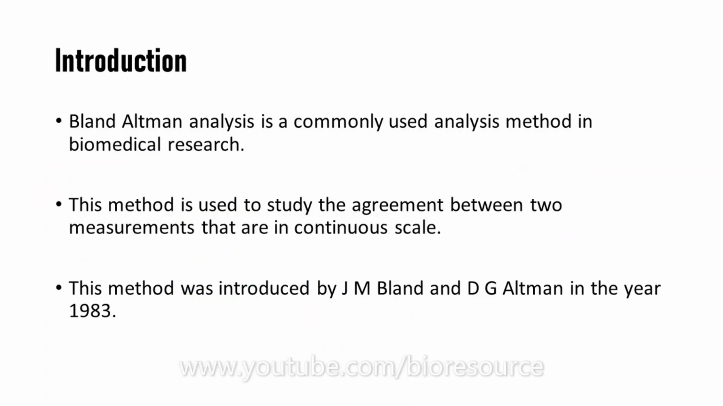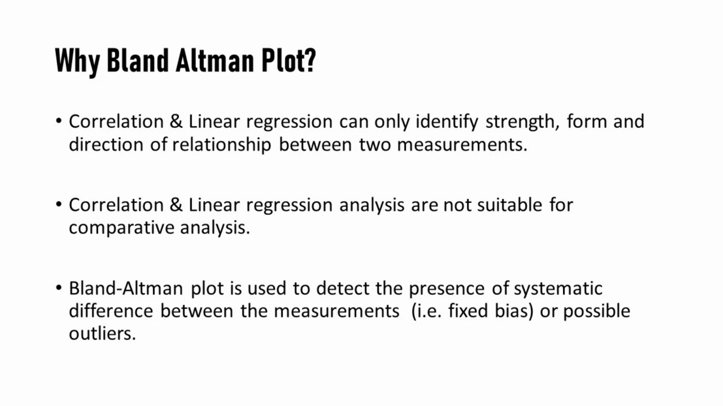Bland Altman Plot or Bland Altman analysis is a commonly used method in biomedical research. This method is used to study the agreement between two measurements that are on a continuous scale. It is widely used for quantifying the agreement between two quantitative measurements, and this is done by constructing the limits of agreement. The method was introduced by J.M. Bland and D.G. Altman in 1983, and it is called the Bland Altman analysis or Bland Altman plot.